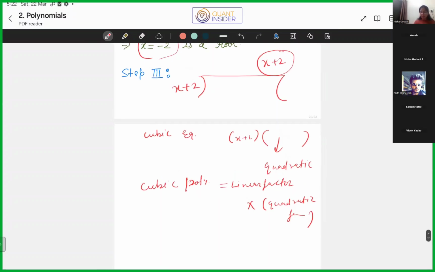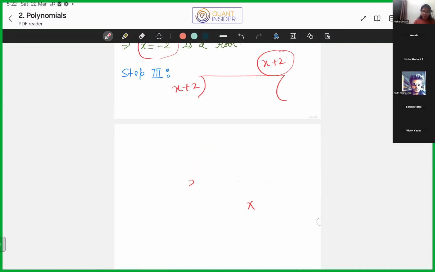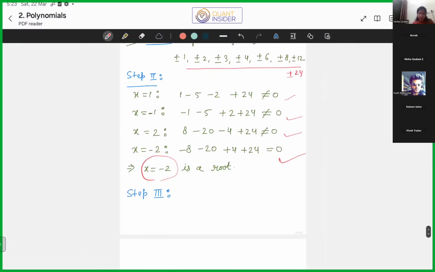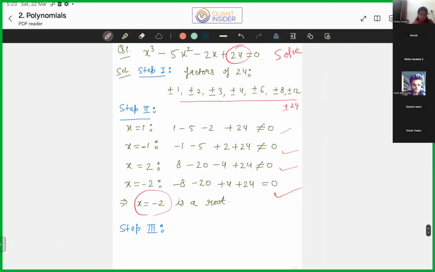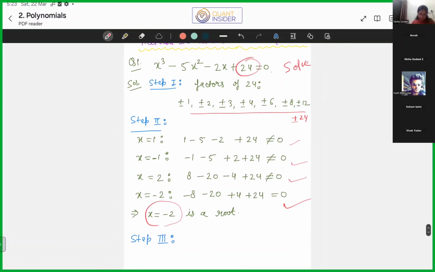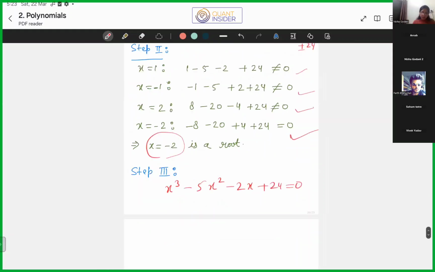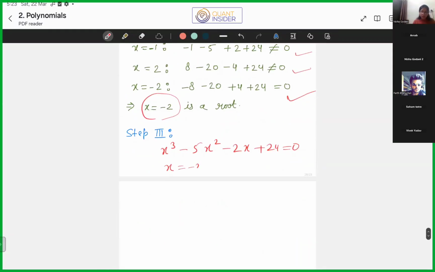For that, I am going to teach you one method that is known as the synthetic division method. Very easy, very important, and very easy to use actually. So what to do? I just write this equation again here because I have to go to the next page. This is given, okay? And you have x equal to minus 2 is a root.